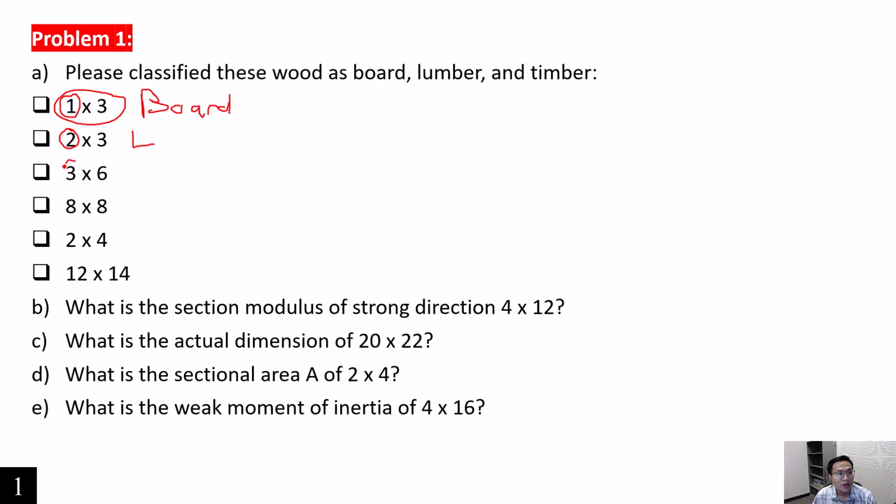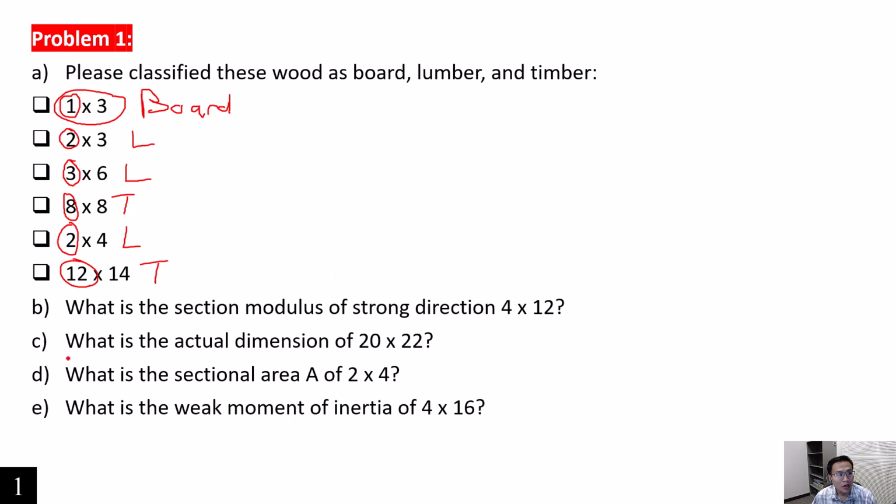This one, 3 is the smallest dimension, and this one will be lumber. We have here the smallest dimension is 8. 8 is larger than 5, so this one is timber. This one is 2. 2 is larger than or equal to 2, smaller than 4, so this one will be lumber. And this one will be timber.